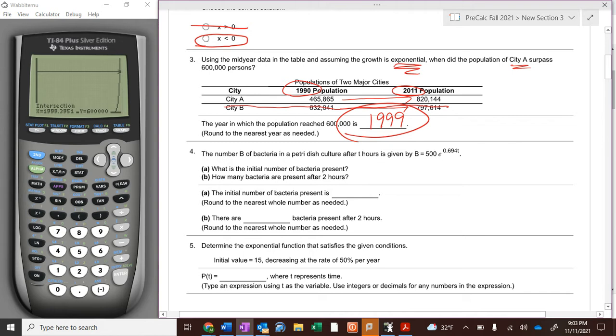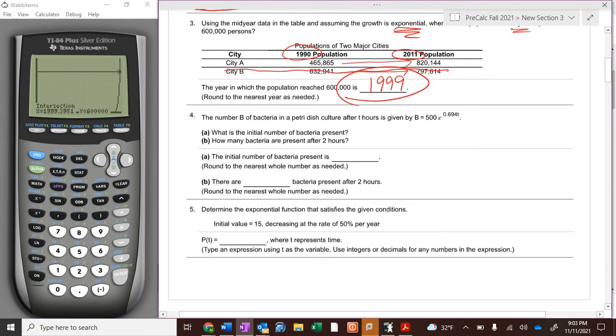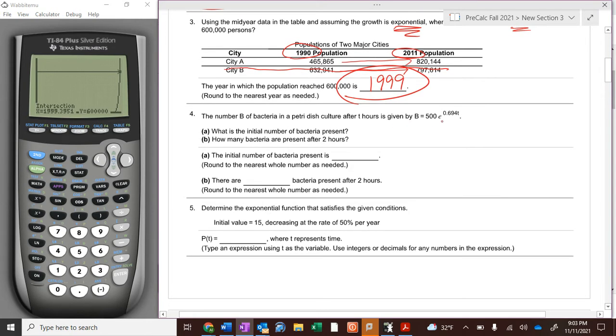Okay? Could you do it another way? Yep. You can find a b to the x here and do it that way. But I think the graphing calculator is way easier. Okay? All right. Here's another one that the graphing calculator is really nice for. But part A, you should have right off the bat. What's the initial number of bacteria present?